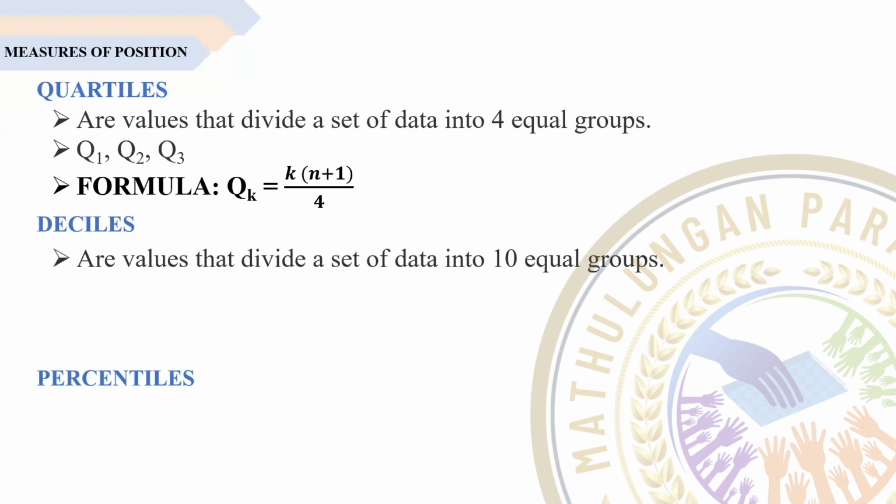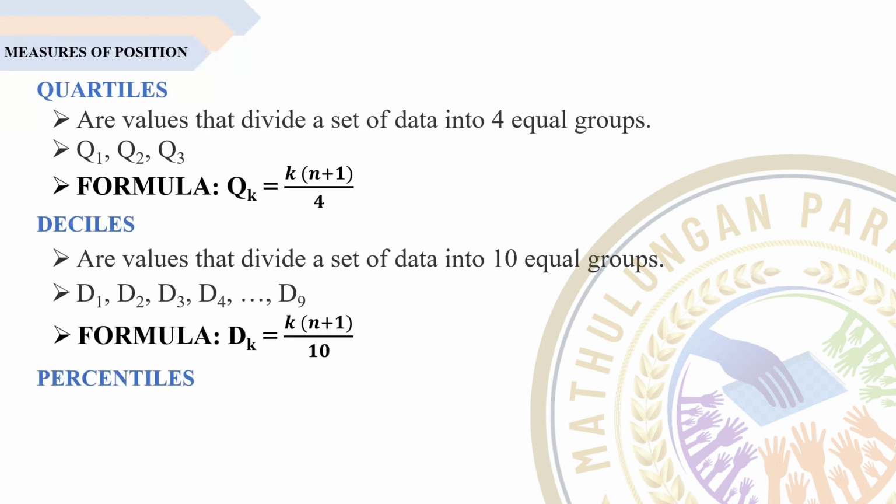Samantalang ang deciles naman are values that divide a set of data into 10 equal groups. So ang quartiles natin ay 4 equal groups, ang deciles naman natin ay 10 equal groups and denoted by first decile, the second decile, the third decile, until the 9th decile. Ang formula naman na ginagamit natin in solving the deciles of the given data is D sub k is equal to k times the quantity of n plus 1 all over 10.